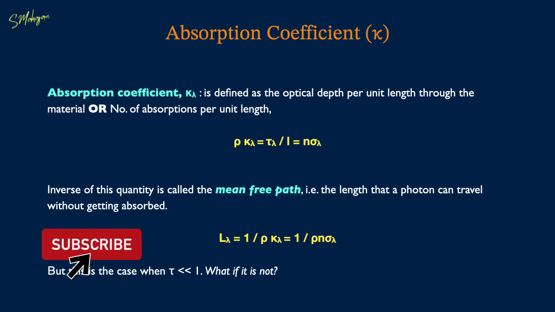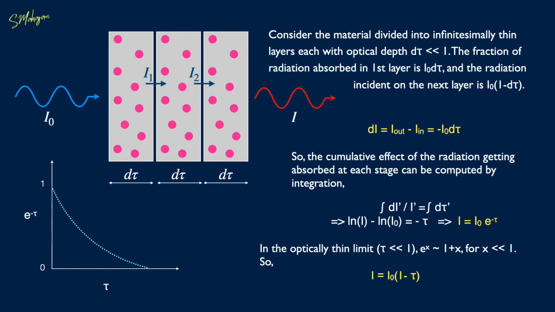But what if that is not the case? Well, then we consider the material divided into very thin layers, each with optical depth d tau much smaller than 1, so that the fraction of radiation absorbed in the first layer is given as I naught d tau, and passing through to the next layer, it is given as I naught times (1 minus d tau).